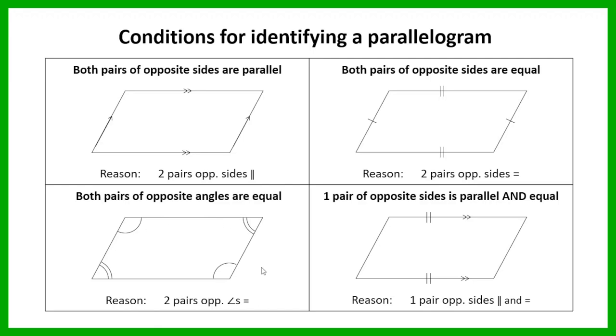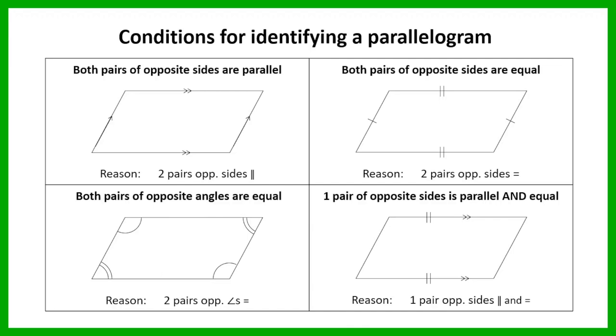Another way is to prove that you have two pairs of opposite angles that are equal to each other. So again, they can give you that information, or you can prove it and then use that to determine the fact that it is a parallelogram. And over here, the last way is to say that if I have one pair of opposite sides which is both parallel and equal, then I can say that it is a parallelogram. So these are all four ways of proving that the quadrilateral you have is a parallelogram.